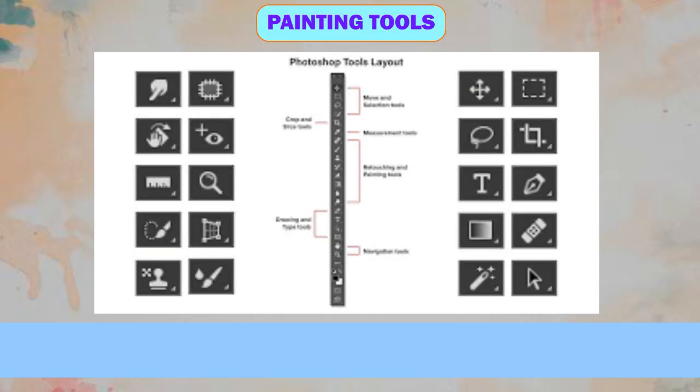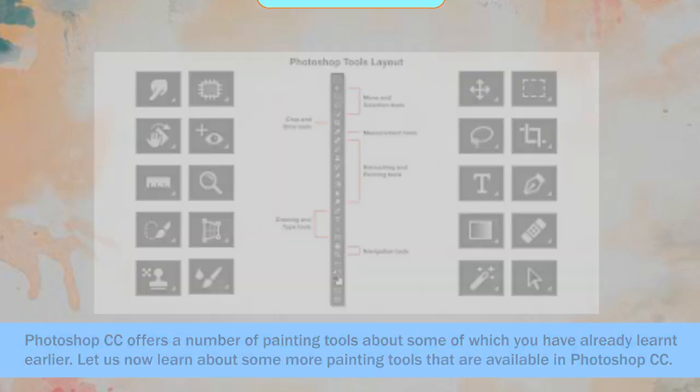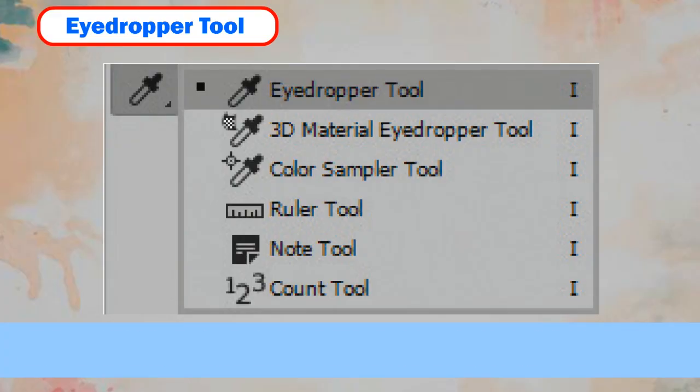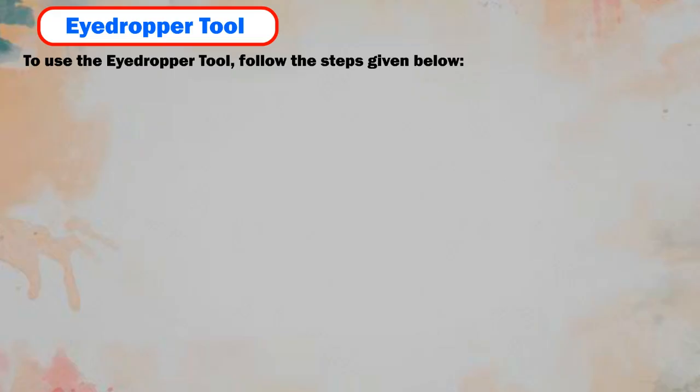Painting tools. Photoshop CC offers a number of painting tools, about some of which you have already learned earlier. Let us now learn about some more painting tools that are available in Photoshop CC. Eyedropper tool. The Eyedropper tool helps to change the foreground or background colors by lifting them from an image. You can use it when you want to use an existing color in the image for another element. To use the Eyedropper tool, follow the steps given below.